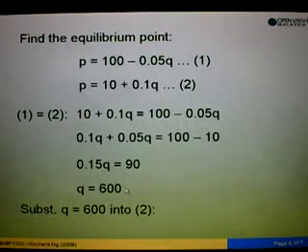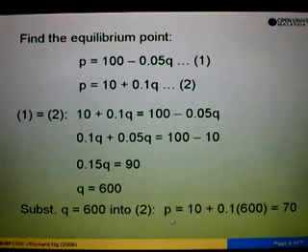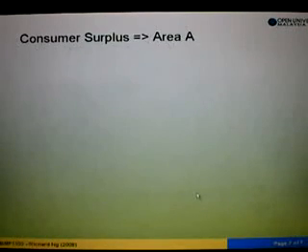Then in order to find the value of P, we substitute Q equals 600 into either of these two equations. Let's say we substitute into equation 2. We get P equals 10 plus 0.1Q. Q is 600, 600 times 0.1 is 60, 60 plus 10, the answer is 70. Therefore, the equilibrium point is (600, 70).